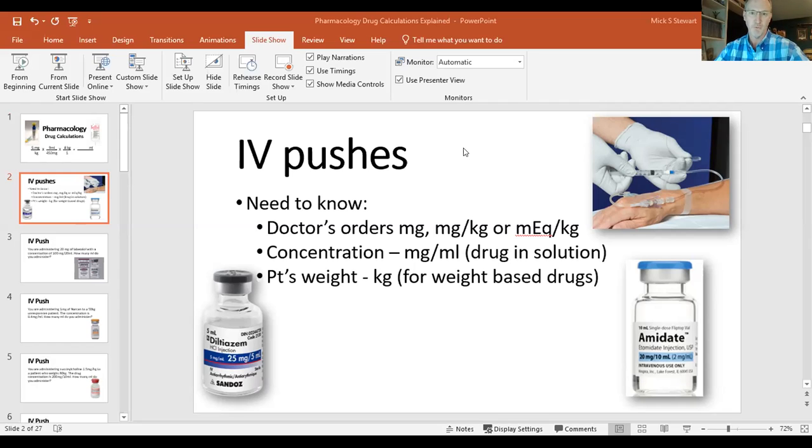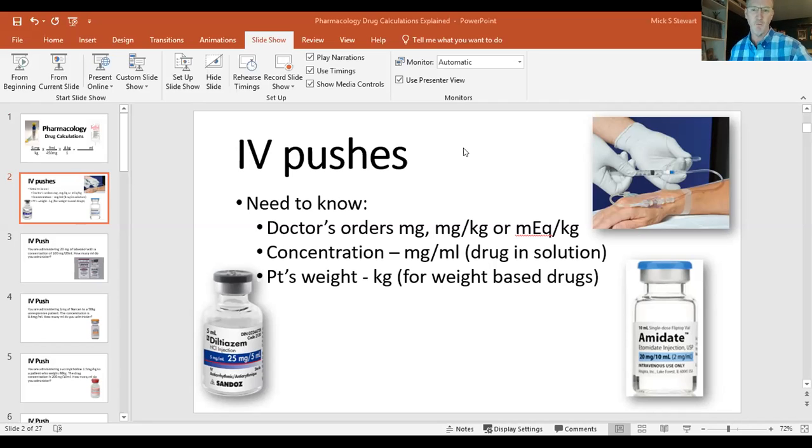Generally, these doctor's orders are going to come in, administer however many milligrams to your patient IV push. It may be in the form of milligrams per kilo. It may be micrograms or milliequivalents per kilo. It may be in units, but for the most part, it's going to either be milligrams or milligrams per kilogram.